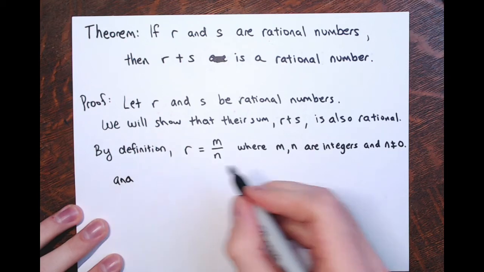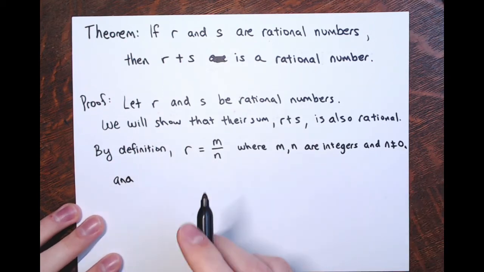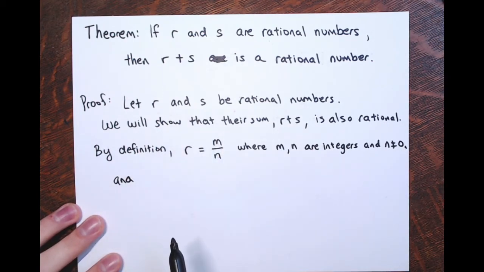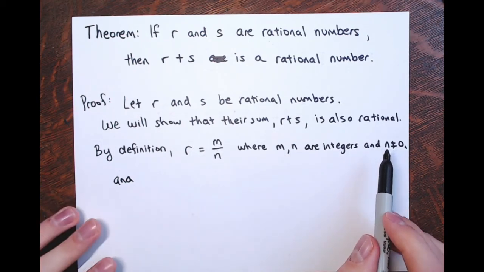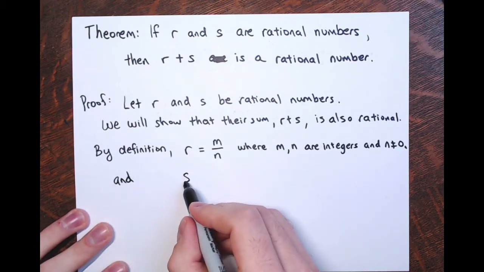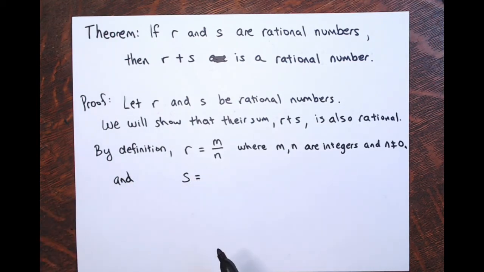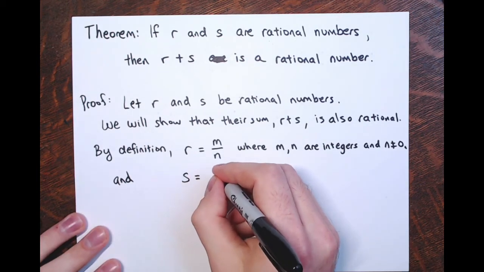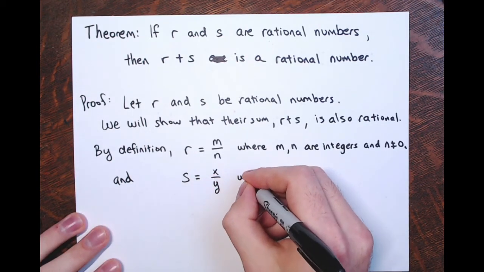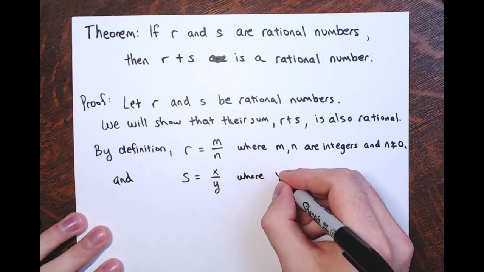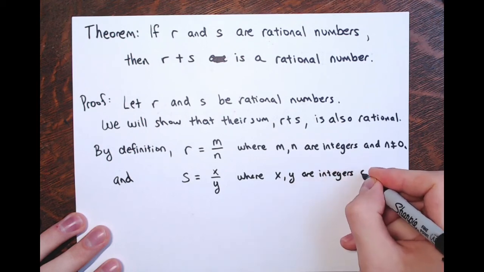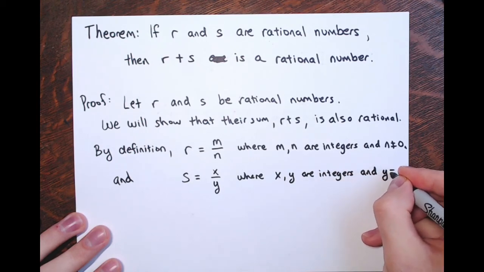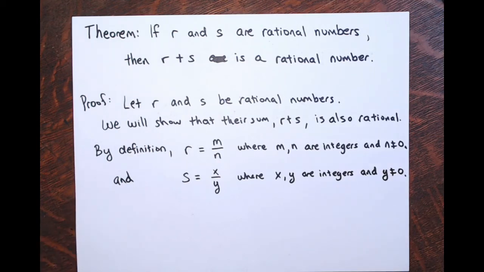And, because I got one more thing to say, the same thing for S. Again, I introduced new letters. I told you what they are, introduced them properly. And same thing for S. S equals, and again, just two new letters. How about x and y? X divided by y, where x and y are integers, and the denominator y is not 0. So by the definition of what it means to be rational, here's how I can express R and S.